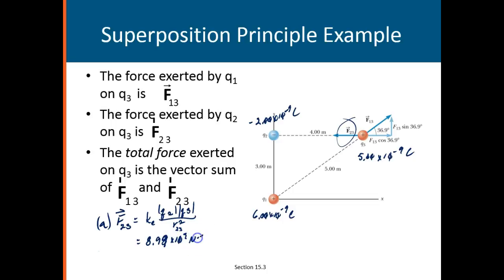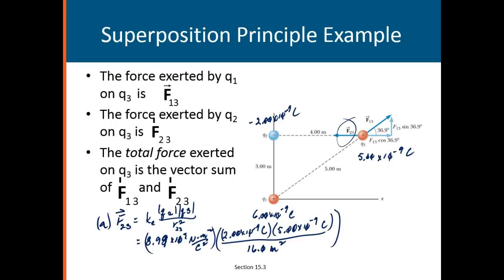And that'll be newton meter squared per coulomb squared. Okay? Times the magnitude of Q2, I'll leave off the minus sign, 2.00 times 10 to the minus 9 coulombs, times Q3, leave off the sign, 5.00 times 10 to the minus 9 coulombs, divided by the distance between those two squared, and that would be 16.0 meters squared.